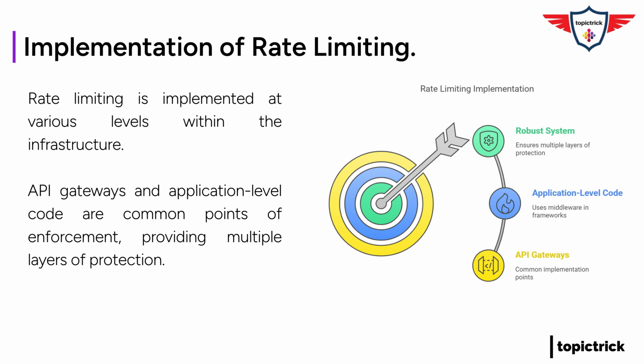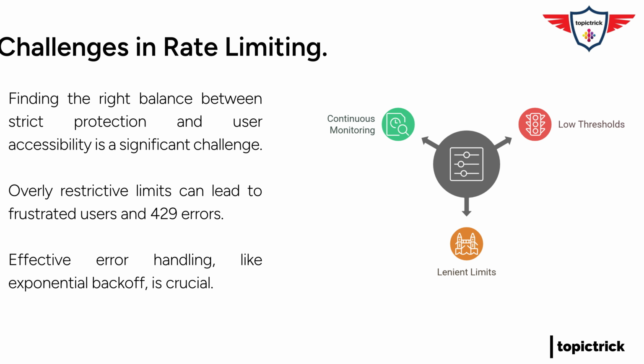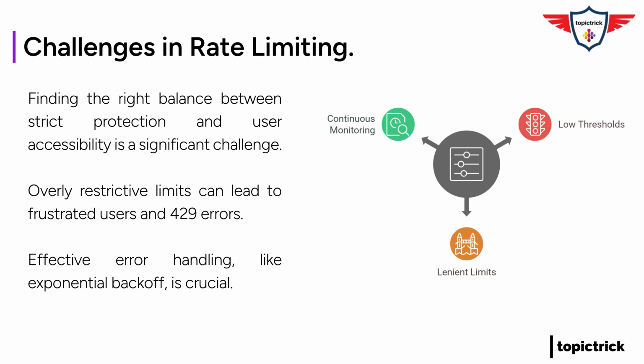Makes sense. Yeah. But it can't be easy to get this right. What are some of the challenges? The biggest one is finding the right balance. You need to set limits that are strict enough to protect the system, but not so strict that they prevent legitimate users from doing what they need to do. If the limits are too tight, you'll get a lot of frustrated users who keep hitting that 429 too many requests error. Yeah, that's the one that makes me want to throw my phone across the room.